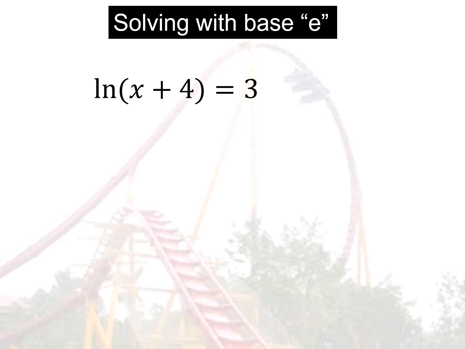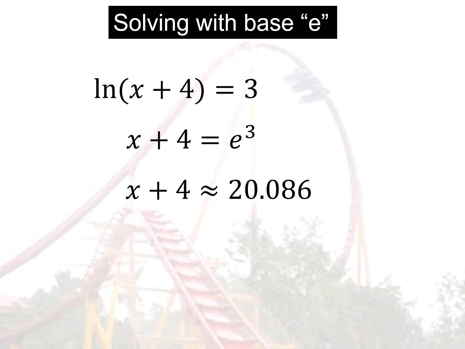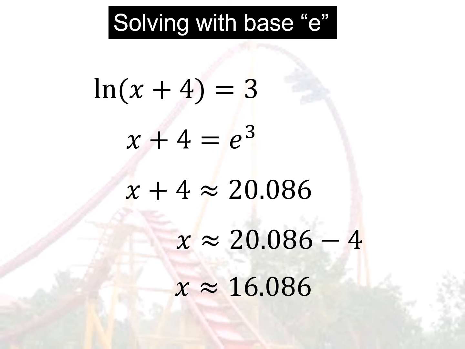So let us have another one. ln of x plus 4 equals 3. From here, we are going to apply the base e so that we can remove the ln. So we have x plus 4 equals e to the third. The value of e to the third is approximately equal to 20.086. And we are going to transpose 4 to the other side. x is approximately equal to 16.086.